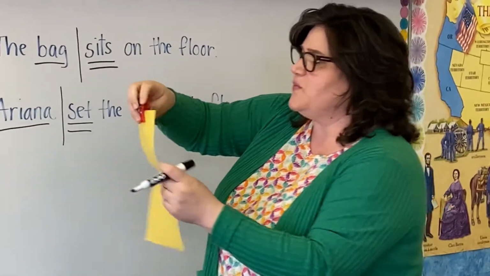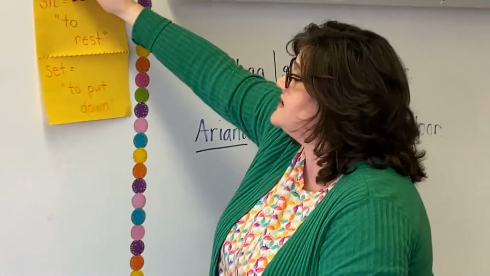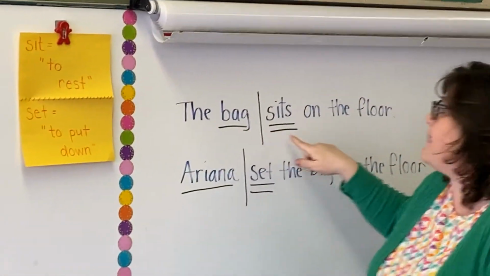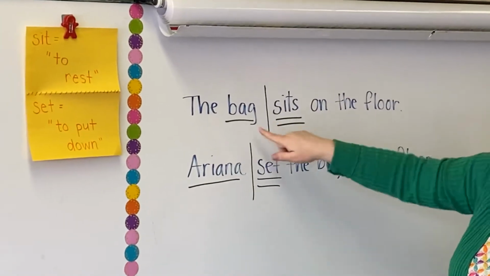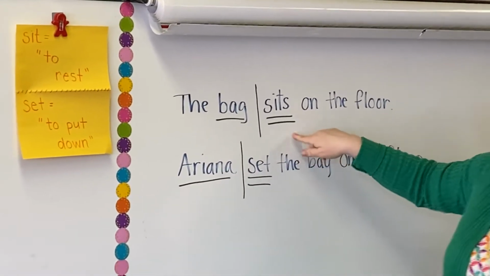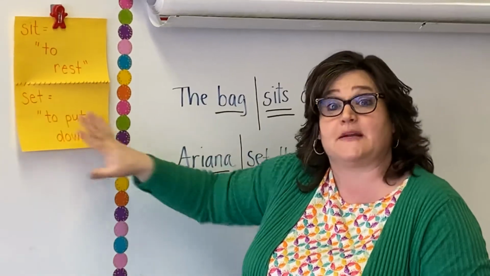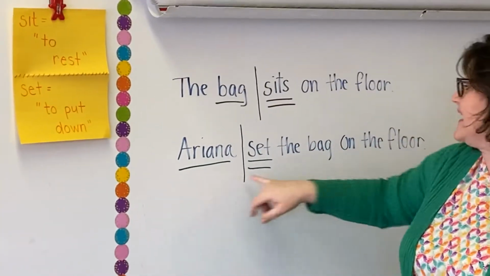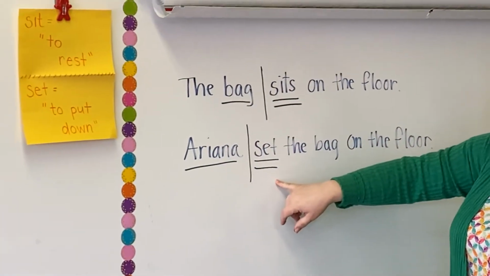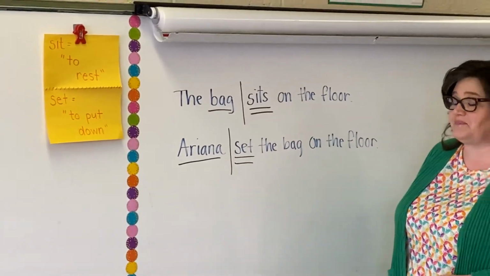We use sit when we're saying to rest. To rest. The bag sits on the floor. The bag rests on the floor. And we use set when we're saying to put down. So Ariana set or Ariana put down, put the bag on the floor.